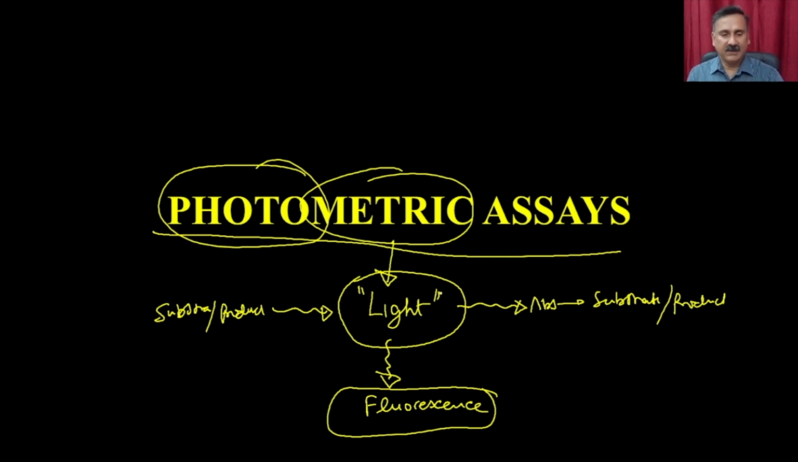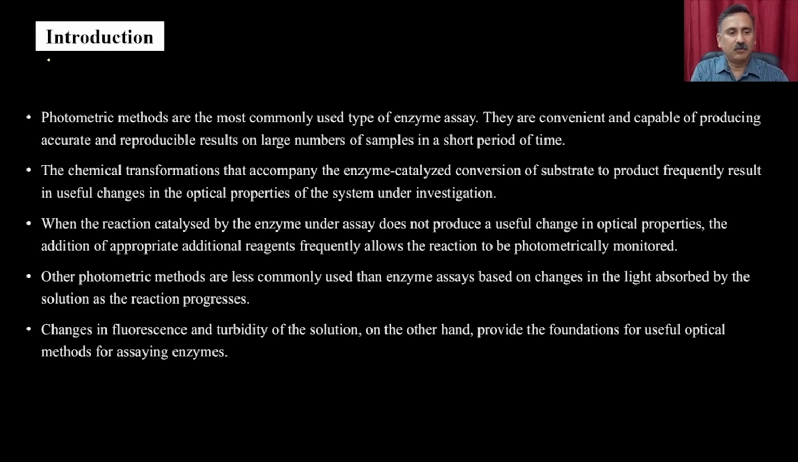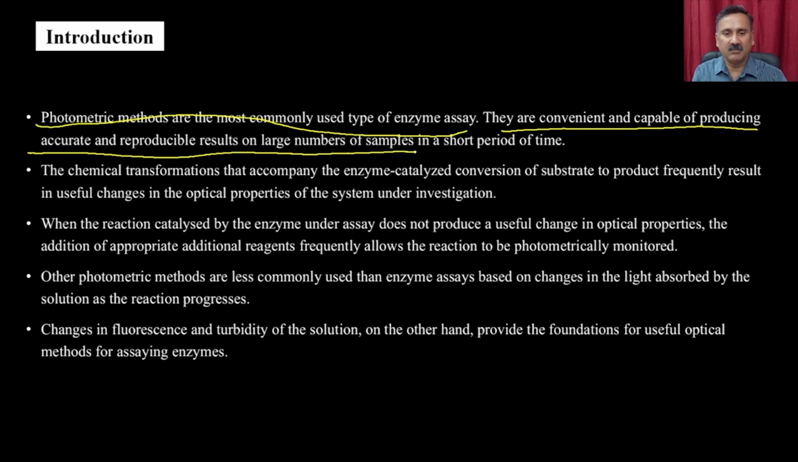Okay, so let's start discussing the photometric assays. As the name suggests, photometric assays are the most commonly used type of enzyme assays. They are convenient and capable of producing accurate and reproducible results on a large number of samples in a short period of time. So photometric assays are the most popular and most important, and they are easy to perform. In terms of infrastructure, instruments, and reagents, they are all very cheap, so it's economically very viable.